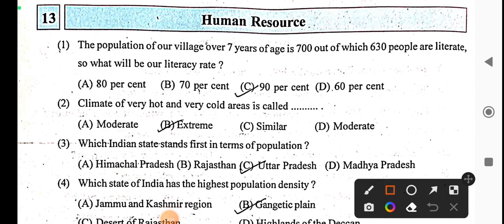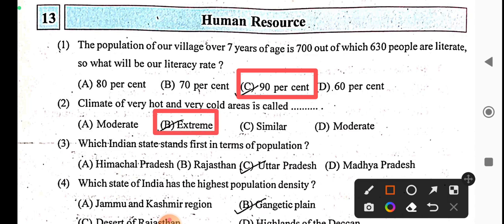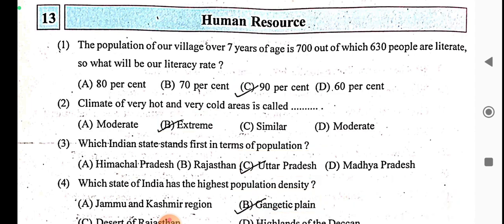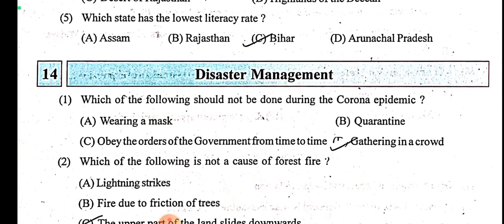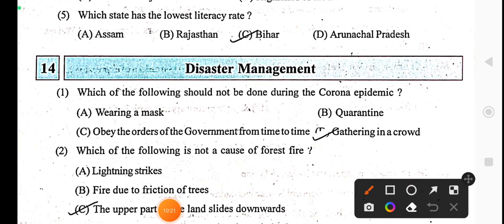The population of our village over 7 years of age is 700, out of which 630 people are literate. So, what will be our literacy rate? 90%. Climate of very hot, very cold area is called extreme. Which Indian state stands first in terms of population? Uttar Pradesh. And which region of India has the highest population density? The Gangetic Plain. Which state has the lowest literacy rate? The lowest literacy rate is in Bihar.